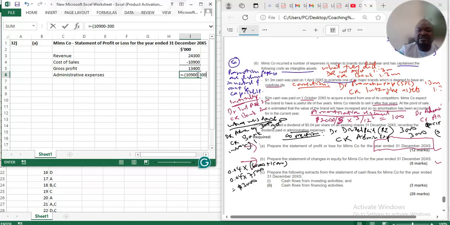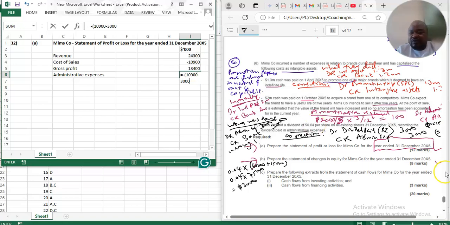So minus 3,000. Okay, because the examiners are going to see your journals, they are not going to worry and say, where did you get the 3,000 and so forth. They are going to be seen on your Excel sheet. The examiners are going to be alive to that fact.